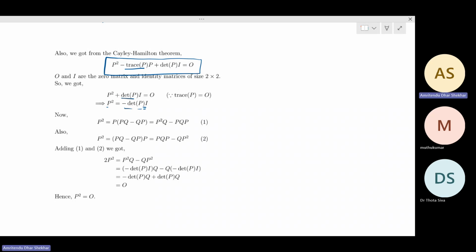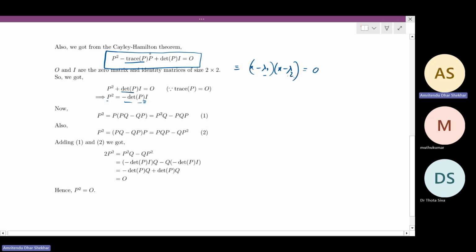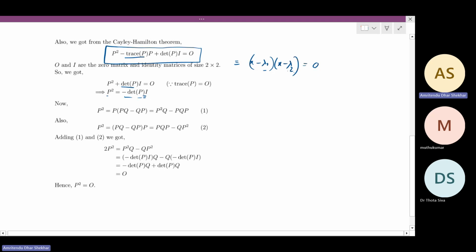So you can always write the characteristic equation as x minus lambda one times x minus lambda two, where lambda 1 and lambda 2 are the eigenvalues. If you write it in this way, lambda 1 plus lambda 2 is equal to trace of p, and lambda 1 times lambda 2 is the determinant of p. So this relation is clear. Now, the trace of p is equal to 0, which gives p square is equal to this.